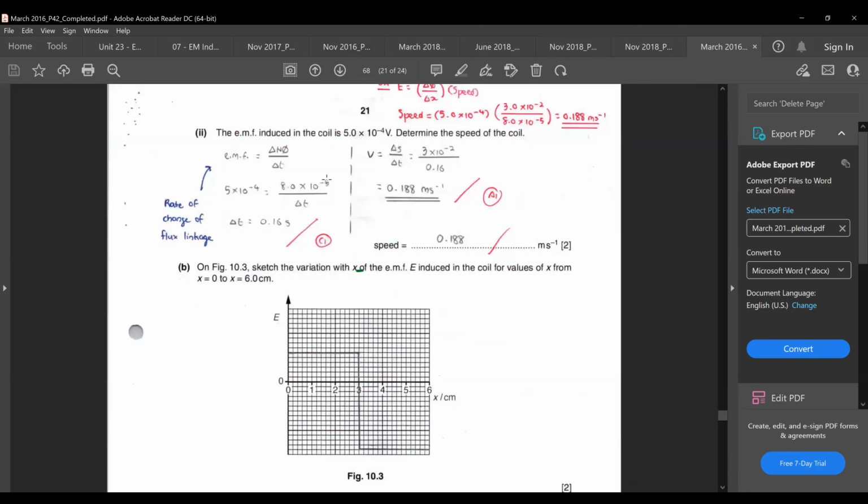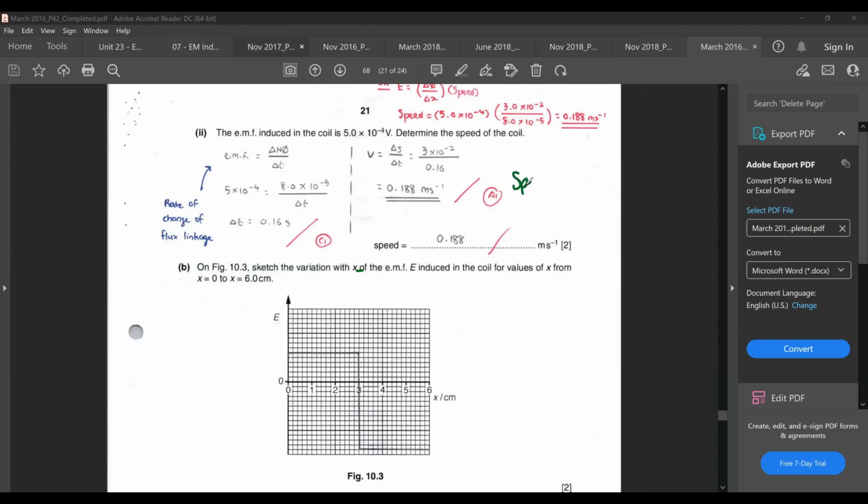Okay, so they want to find the speed. Speed is actually just distance over time. We know that the EMF was induced over a distance of 3 centimeters and it took a time of 0.16 seconds. So if we take this divided by this, we're going to get the speed as 0.188 meter per second. So that one is pretty straightforward here.